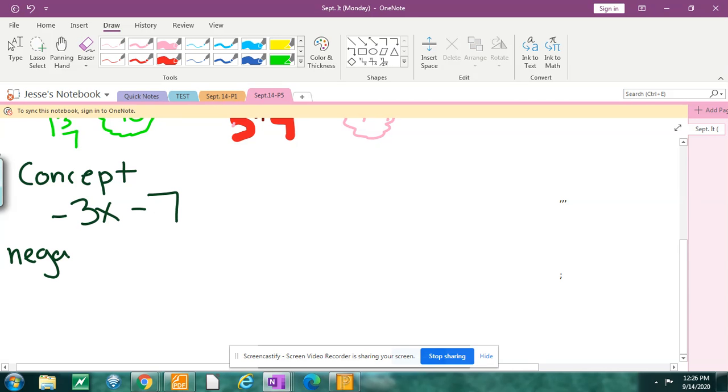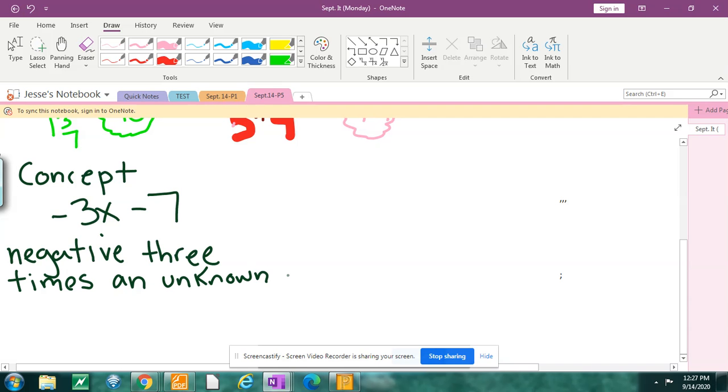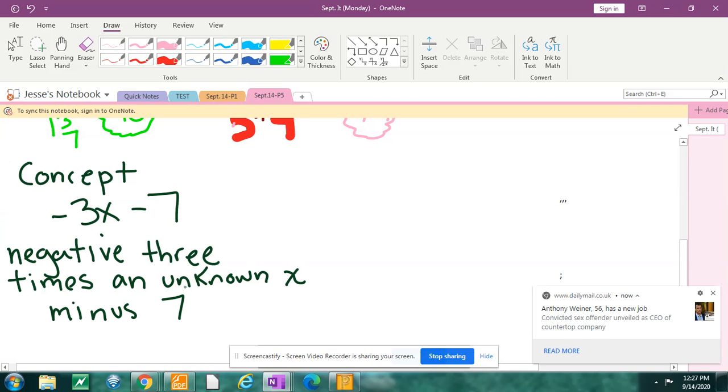This means -3 times an unknown x, minus 7. All right, I'll give you guys about another minute just to write this down. So the -3 is times x. Remember, there's no parentheses. When you have a number and a letter together, it always means multiplication. You don't need parentheses.